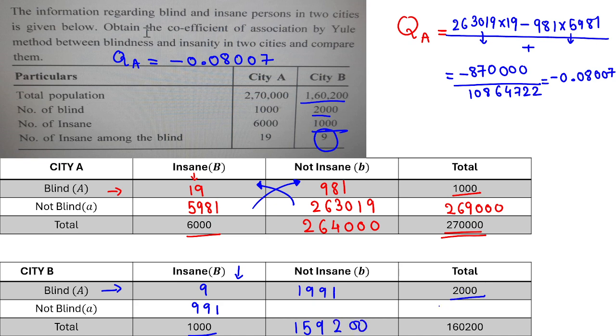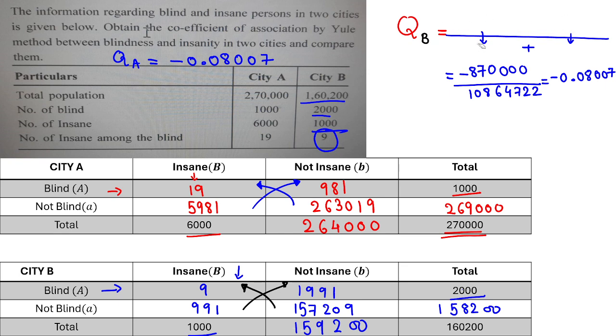Similarly, if we remove 1000 from this, we get 159200. Similarly, we get 158200. What will be the final value over here? The final value over here would be 159200 minus 1991. The answer is 157209. And what we have learned, we just have to cross multiply. Let's do the cross multiplication over here. Let's calculate this for B now.